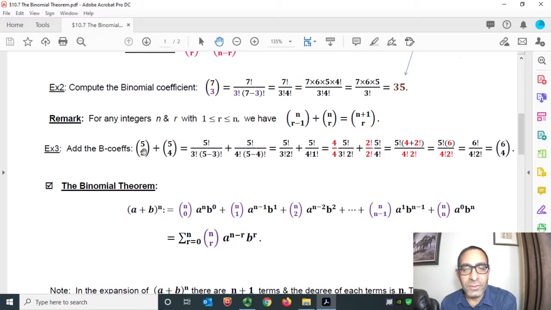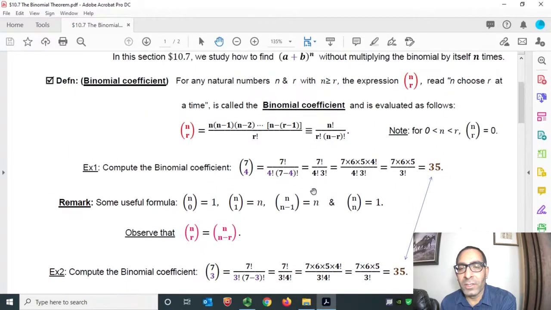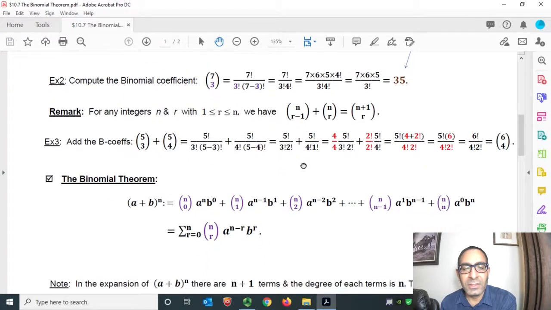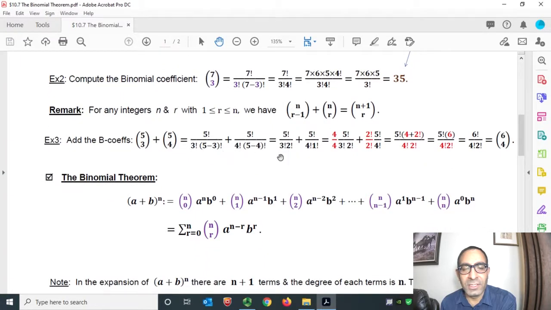So here 5 choose 3 equals 5 factorial over 3 factorial times (5 minus 3) factorial, the plus as it is. Similarly, 5 choose 4 equals 5 factorial over 4 factorial times (5 minus 4) factorial. Here I just apply the formula that we wrote here. Okay. In the next step, now let's simplify this.